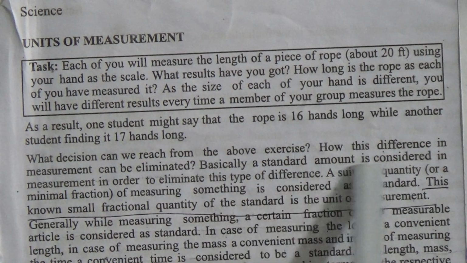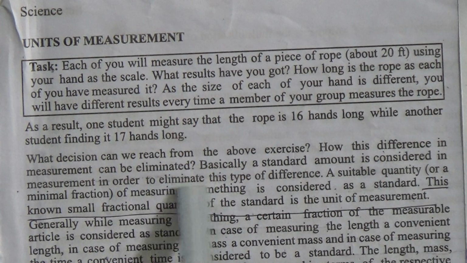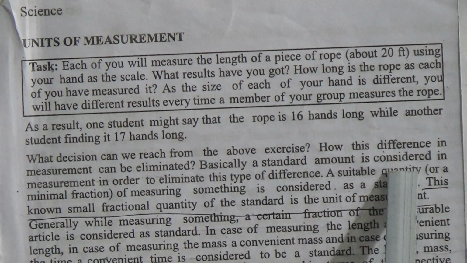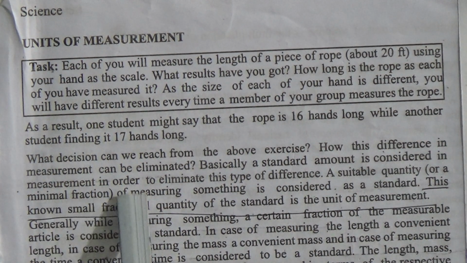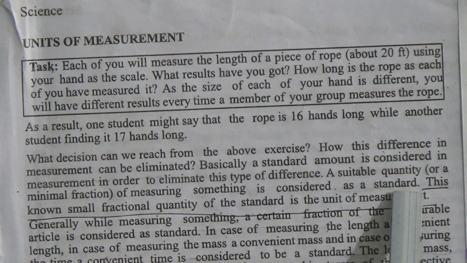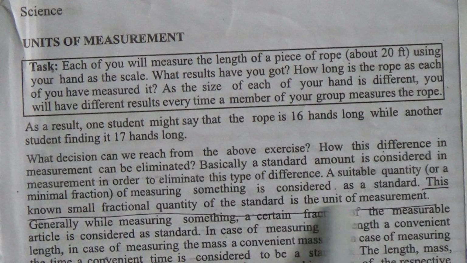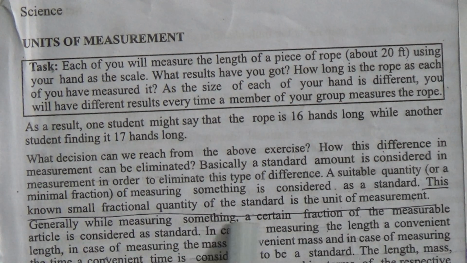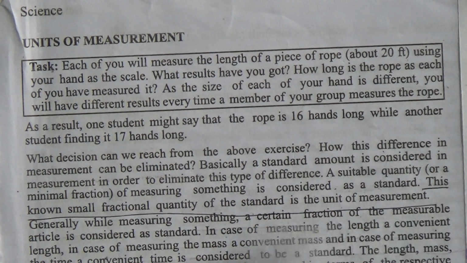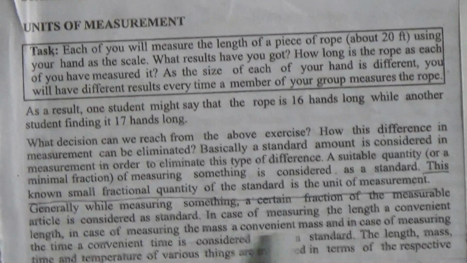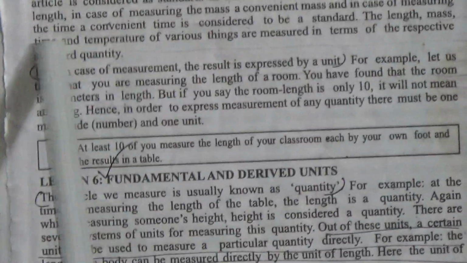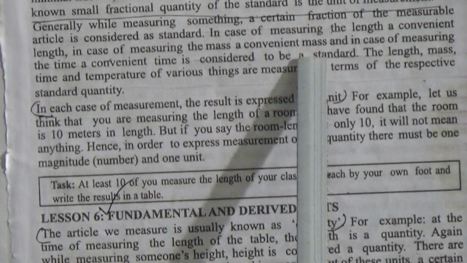Basically, a standard amount is considered in measurement in order to eliminate these types of difference. A suitable quantity or a minimal fraction of measuring something is considered as a standard. This known small fractional quantity of a standard is the unit of measurement. Generally, while measuring something, a certain fraction of the measurable article is considered as standard. In case of measuring the length, a convenient length, in case of measuring the mass, a convenient mass, and in case of measuring time, a convenient time is considered to be a standard.